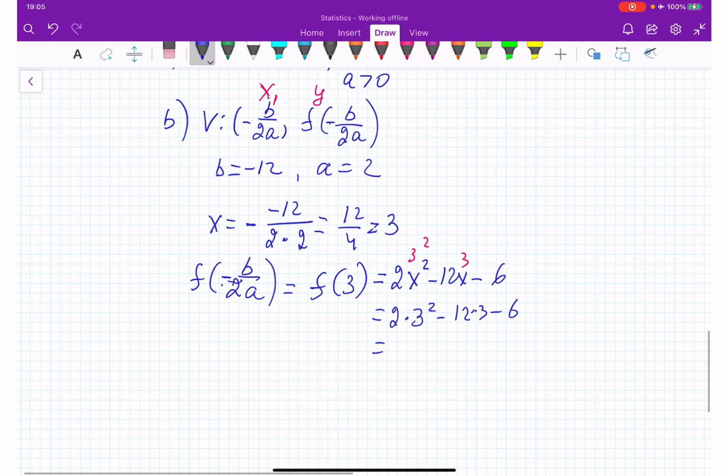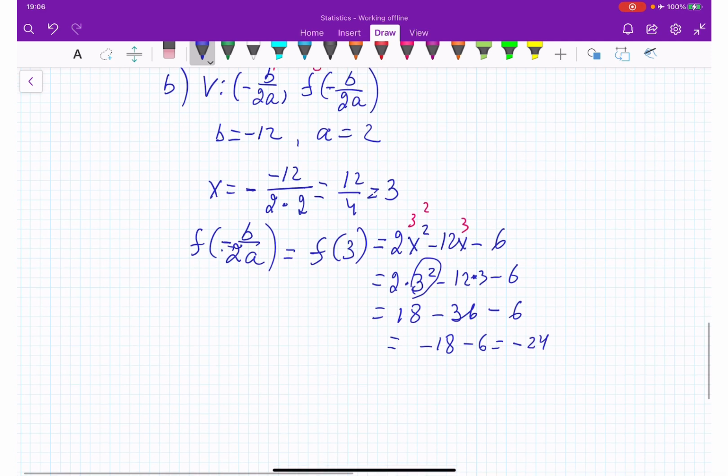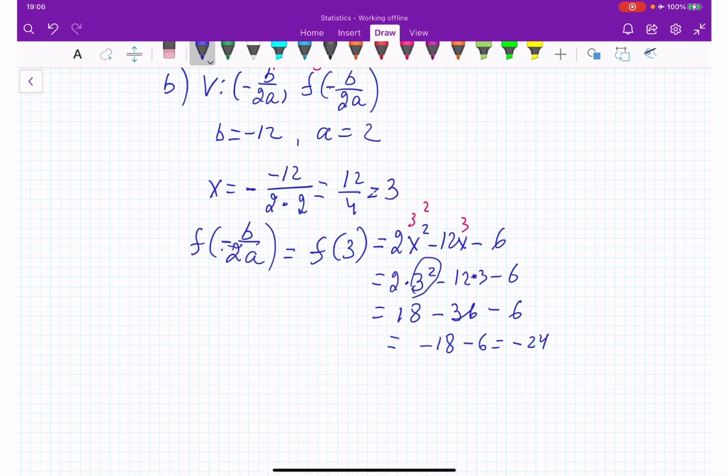Okay, 3 squared is 9. 9 times 2 is 18 minus 36 minus 6. So it's equal to negative 18 minus 6. It's equal to negative 24. So here is the coordinate of the vertex. It's going to be 3 and negative 24.